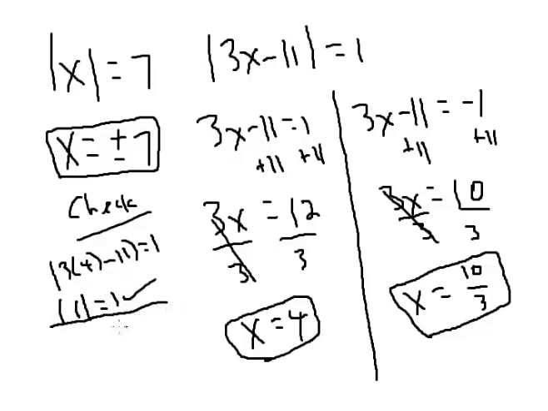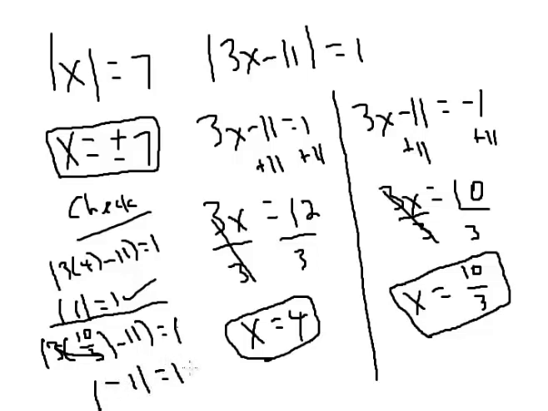Let's try the other one. We have 10/3. This one we had the absolute value of 3 times 10/3 minus 11 equals 1. Well, the 3's cancel over here, so we have 10 minus 11, and of course, 10 minus 11 is negative 1. Is the absolute value of negative 1 equal to 1? The answer, of course, is yes. So they both work. And that's how you solve and get the two correct answers for an absolute value equation.